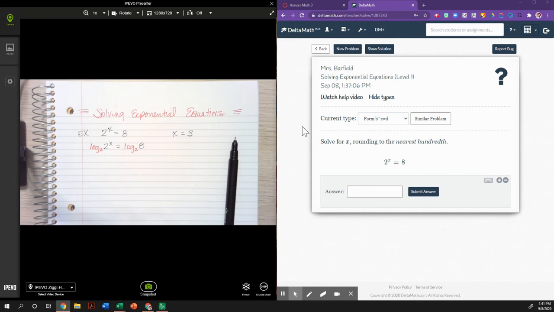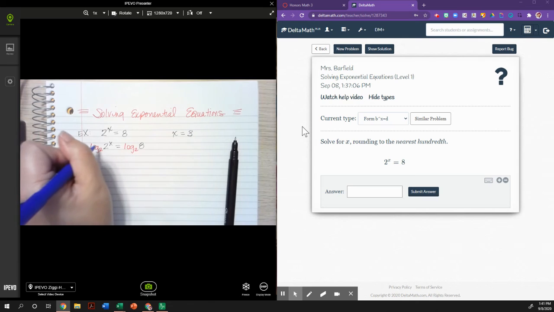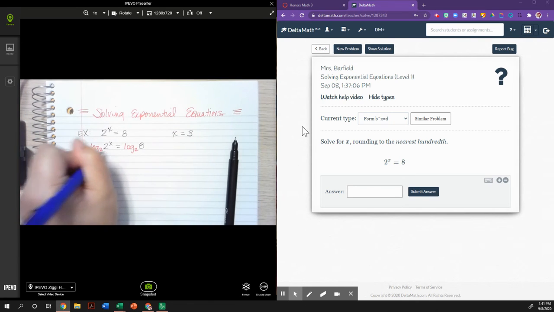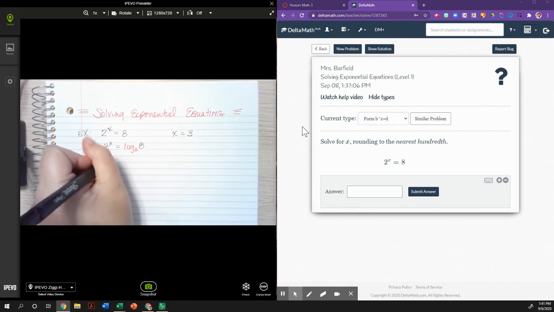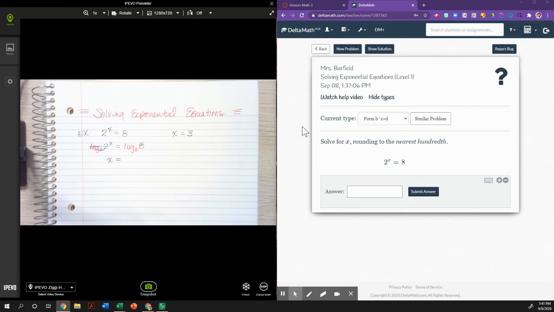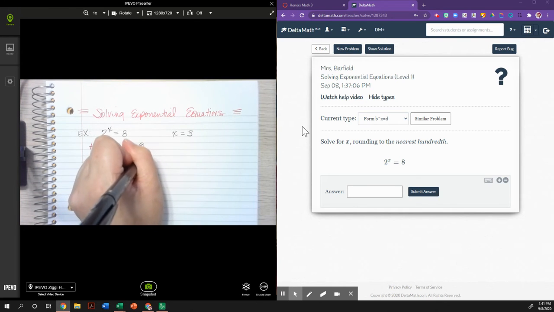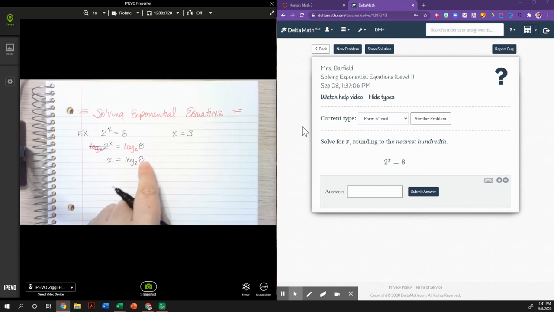Okay, so why did I do that? I did that because that cancels out this whole left side. This all cancels, and I'm left with x equals log base 2 of 8. Well, that's why you did what you did last week in taking this and evaluating it, okay?